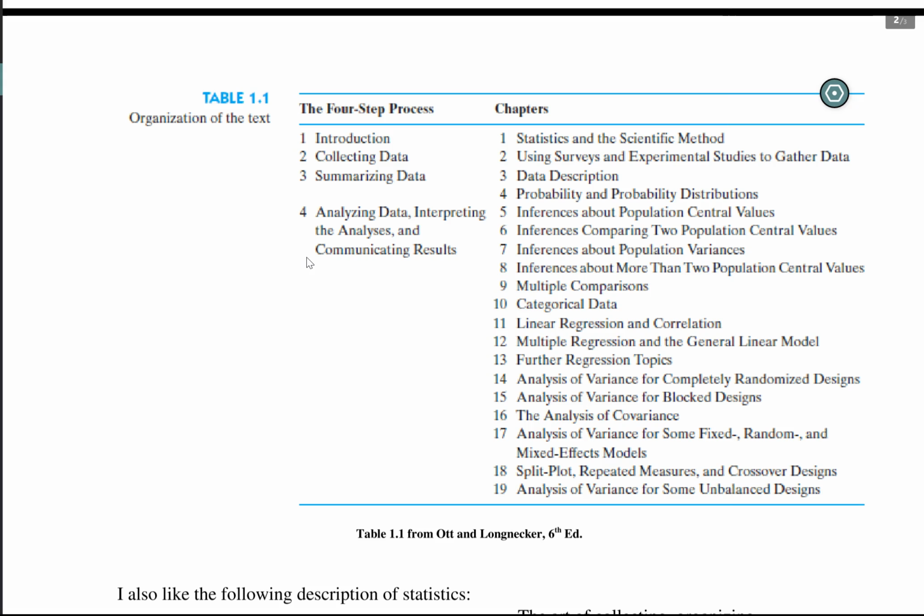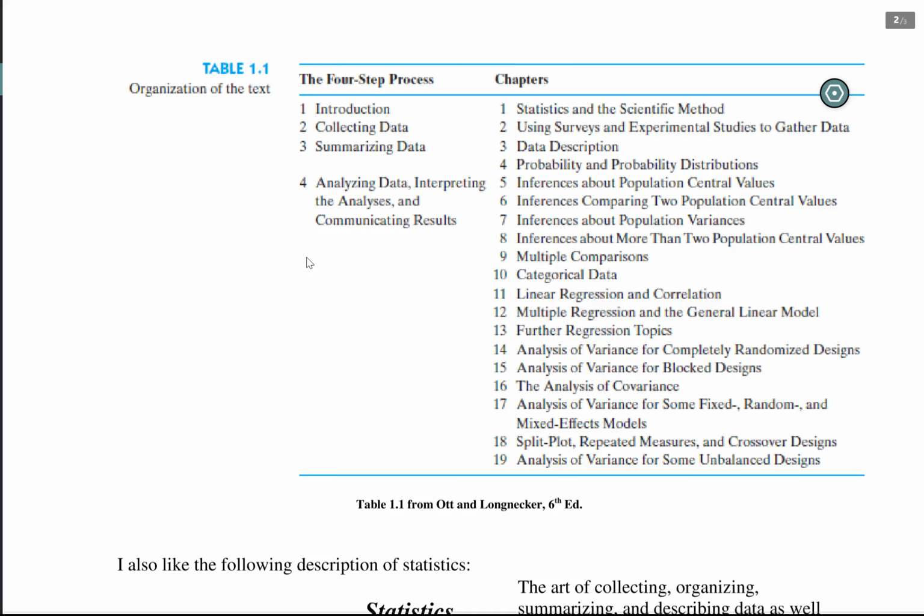A common starting place for us is we're going to assume we have some data and we want to summarize it and then analyze and interpret the data as well as communicate it. Now we won't get through all 19 chapters in this course, but we'll get through a good bulk of those sections that deal with step 4 there.